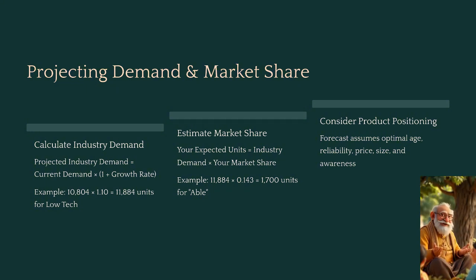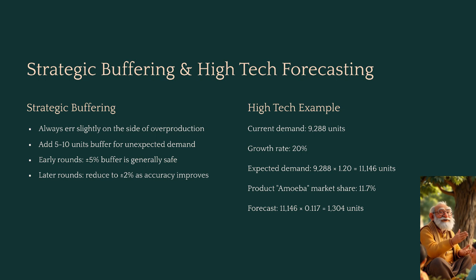Section 5. Strategic buffering. Stockouts versus leftovers. When in doubt, always err slightly on the side of overproduction. Stockouts hurt more than leftovers. You might round up your forecast to 1,705 or 1,710 units. Adding a buffer of 5 to 10 units allows for unexpected demand or minor errors in forecasting.